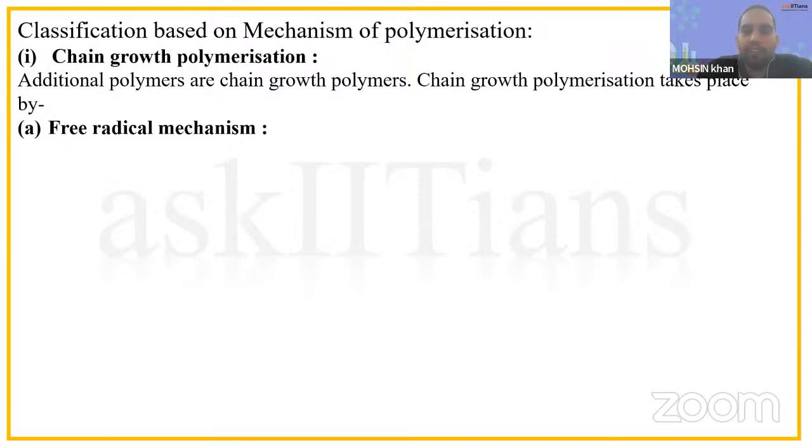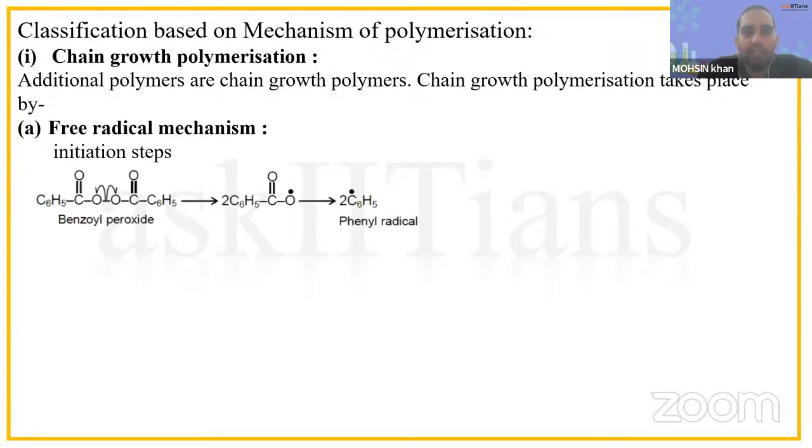The first step is known as the initiation step. In the initiation step, what do we take? We take benzoyl peroxide. This is how the structure of benzoyl peroxide looks like: C6H5CO O O CO C6H5.